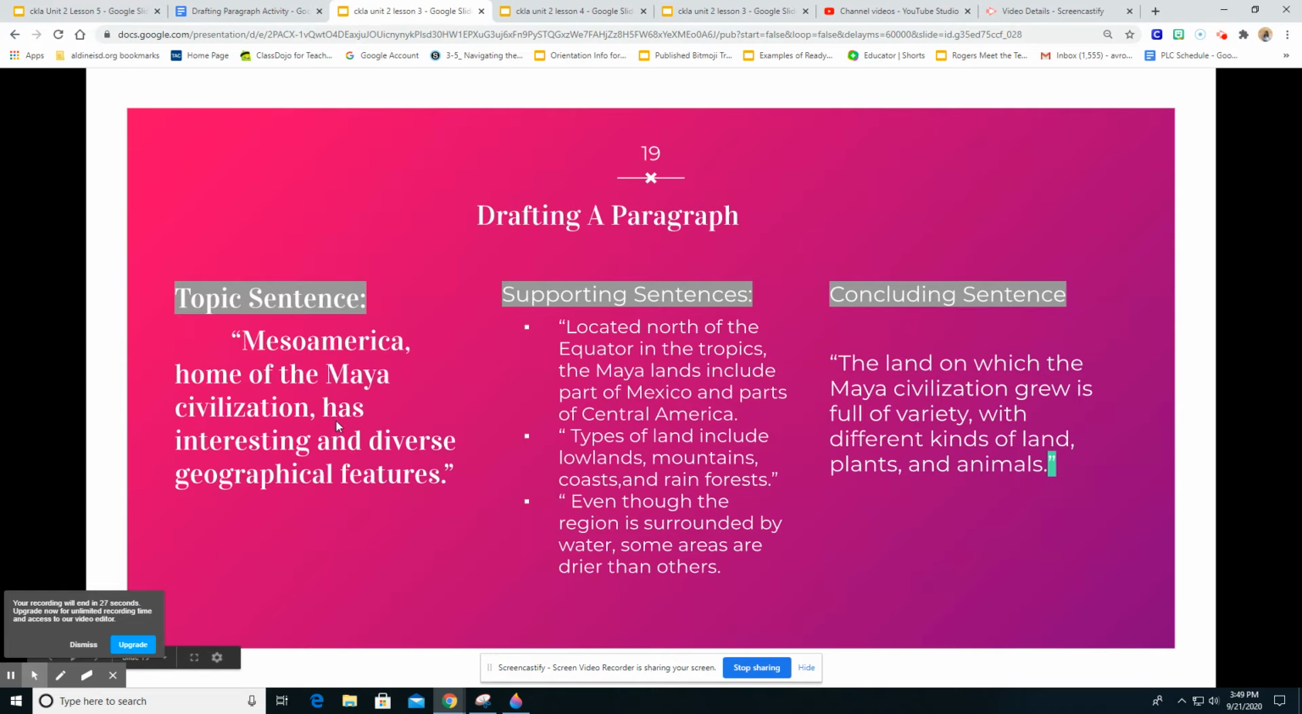So, boys and girls, that is just a different way to plan and draft your paragraph. We're going to stop right here and pick back up on our next portion of our lesson.